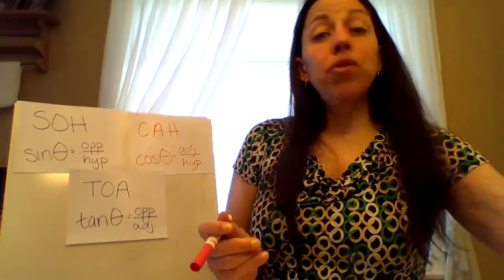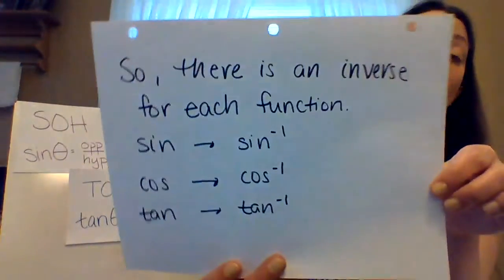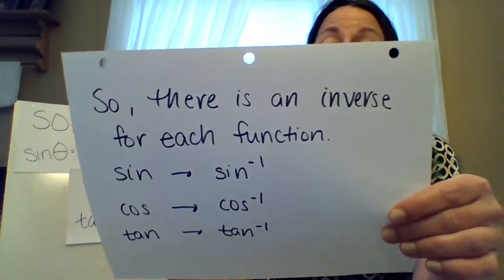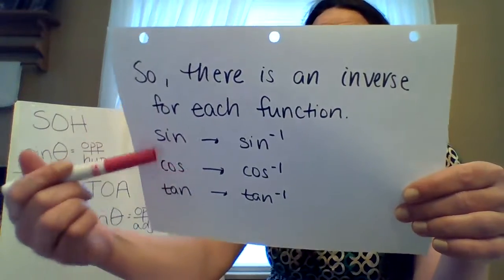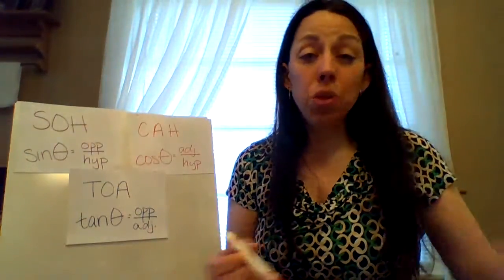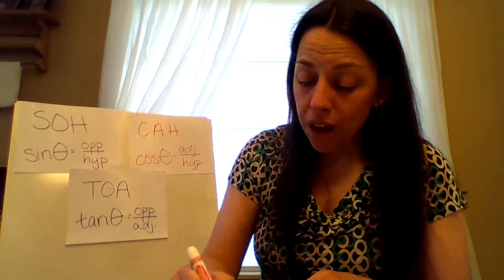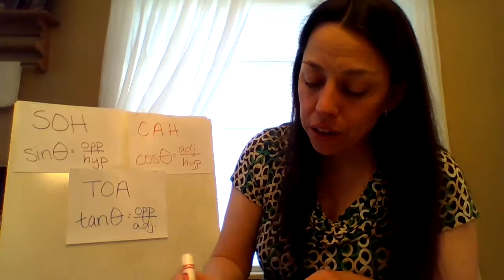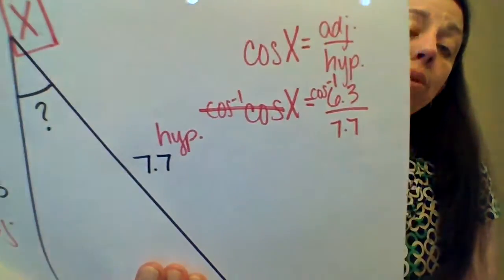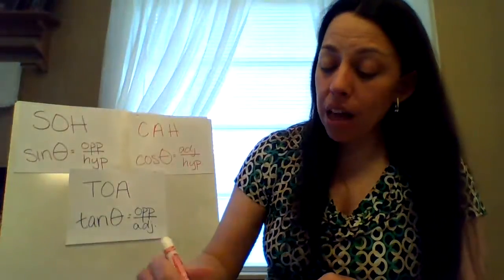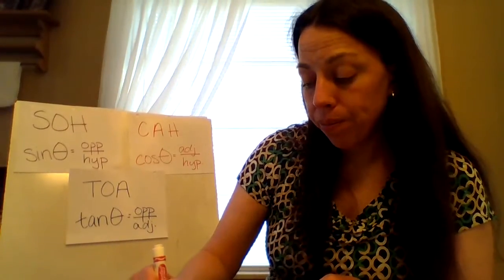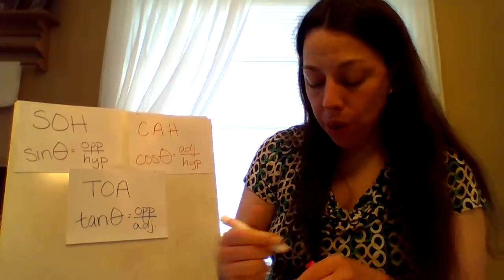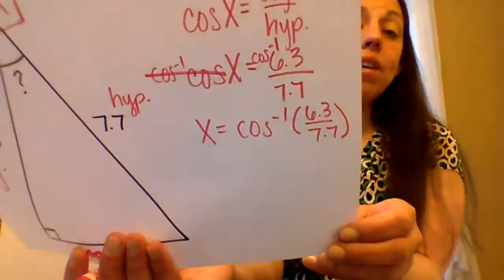And just like I've mentioned a few times, but I want to put it up here several times so that we know, we don't just pick sine inverse every time we're solving today. We have to know whatever function we're using. So we're using cosine. Therefore, we should use cosine inverse. And so if I write cosine inverse on each side, please remember I must write it first. Cosine inverse and cosine cancel each other out. But on the right side of my equation, I get the cosine inverse of 6.3 over 7.7.